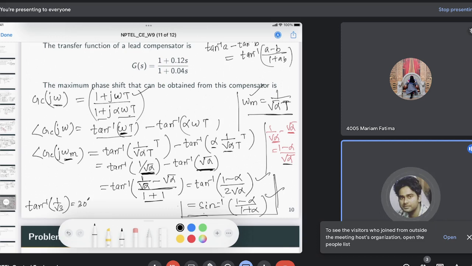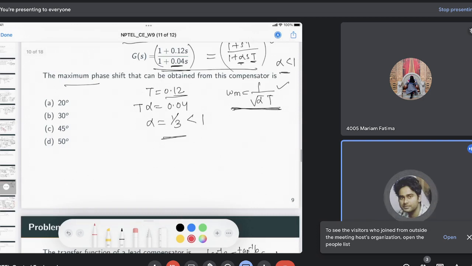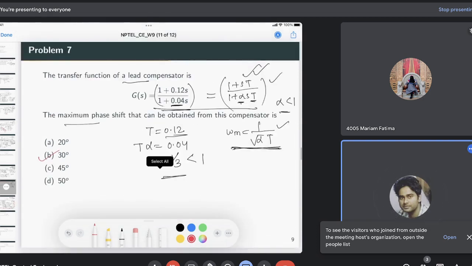Or also from the second formula, the sine one, it will be what? The sine inverse of 1 minus alpha, it is 1 minus 1 by 3, so it is 2 by 3, and 1 plus alpha, 1 plus 1 by 3, is 4 by 3. So it is equal to sine inverse of half, which is again 30 degree. So this is the answer. At the frequency at which it contributes the maximum phase shift, the angle will be 30 degree.